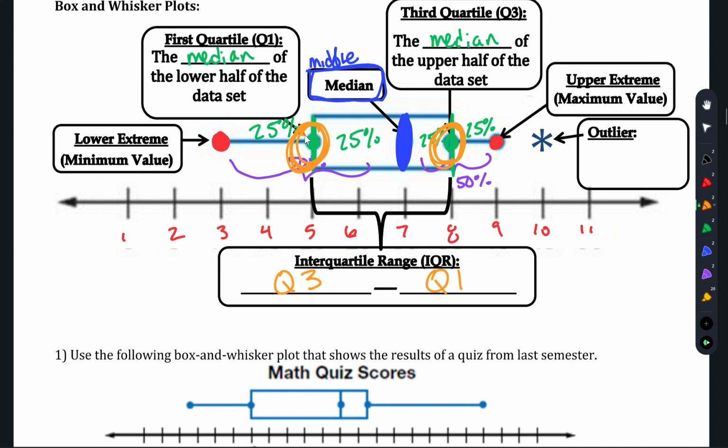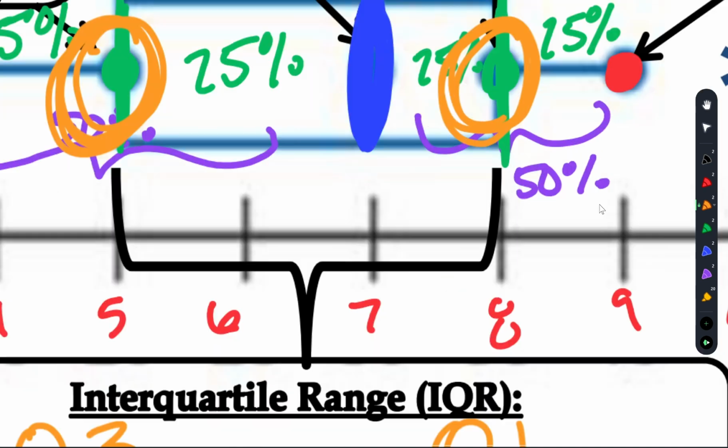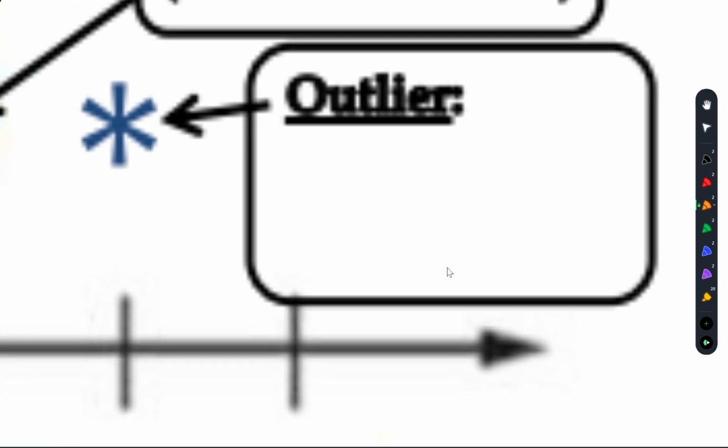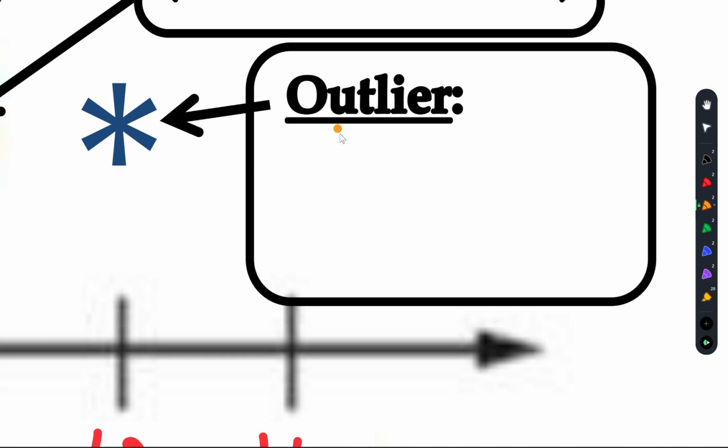Once we have the interquartile range, to find an outlier, we have a formula. I'm going to zoom in here. 1.5 times the interquartile range. And to find if something is an outlier, I'm going to explain a little bit later on in this packet, but just for right now, write it down.